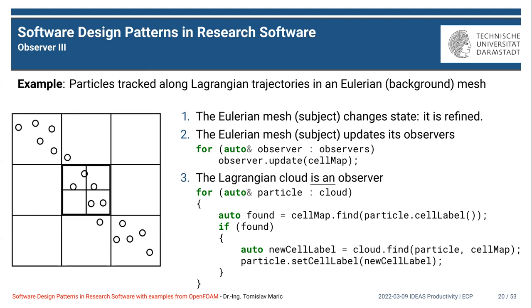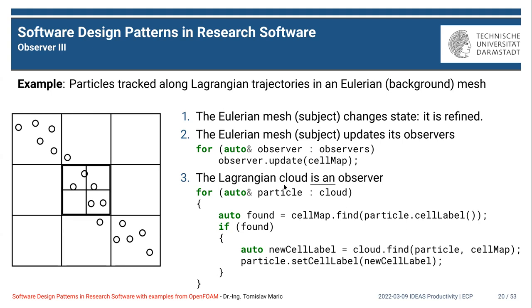So if the subject generates data that's necessary for the update, which is the case here, the Eulerian mesh is split into four cells in the middle. A cell map is going to be generated that maps all old cells to new cells. And then this cell map can be forwarded to the observers. Now, if the Lagrangian cloud is an observer, we will have more observers, and it can be one of them. The cloud is going to then calculate this update of the cell label. Don't try to compile this, it's pseudocode that I just wrote to bring this point to understanding.